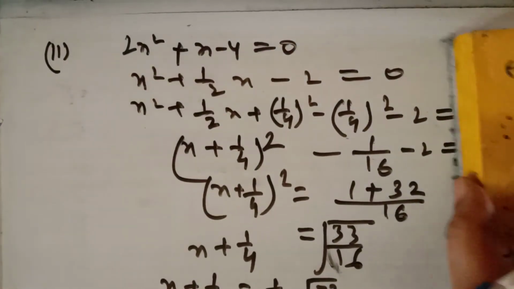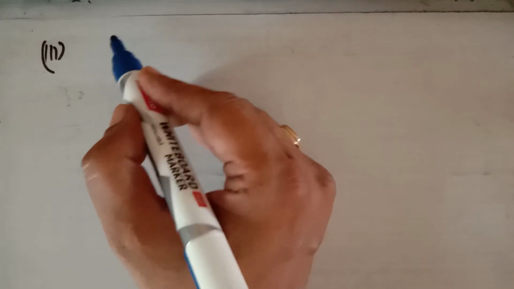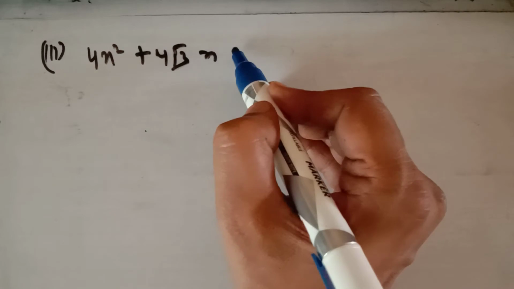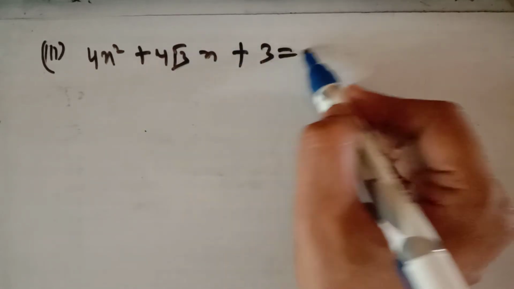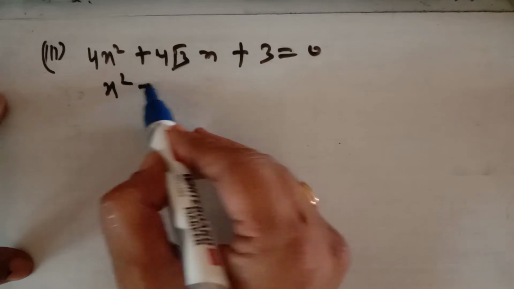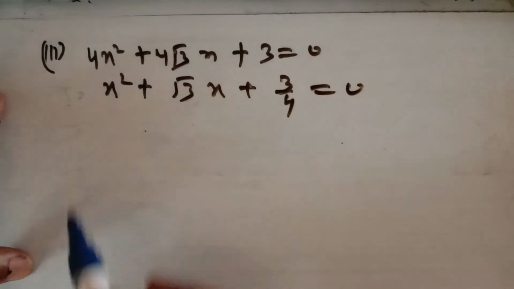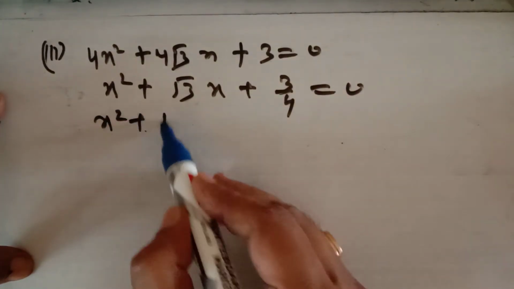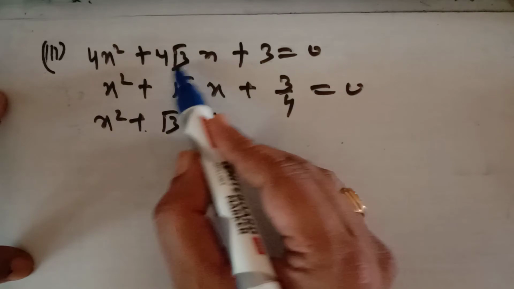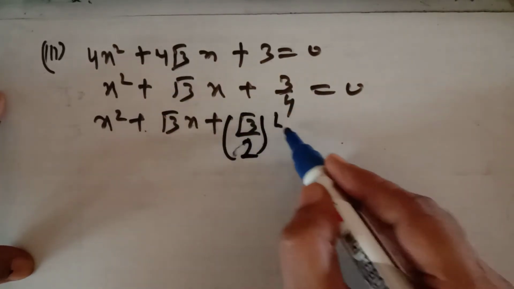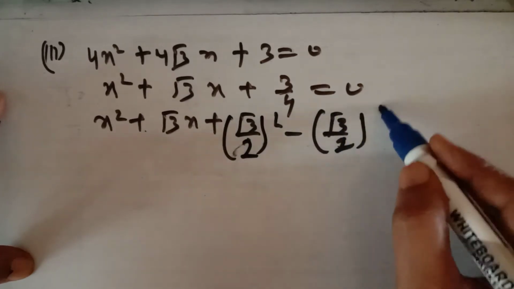Number 1. Let us take the third part. In the third part, we have 4x square plus 4 root 3x plus 3 equal to 0. So as usual, divide the whole equation by 4 to make the coefficient of x square 1. Adding and subtracting the square of half the coefficient of x, which is root 3, so its half will be root 3 upon 2, whole square, adding and subtracting.